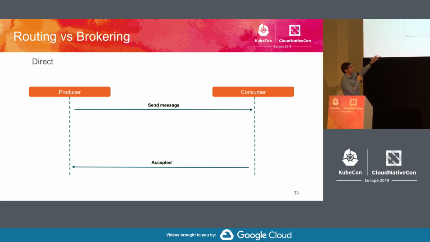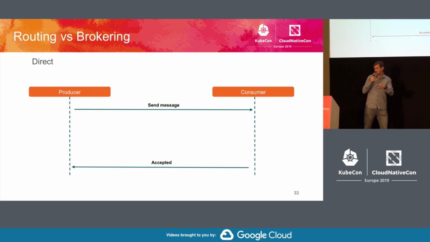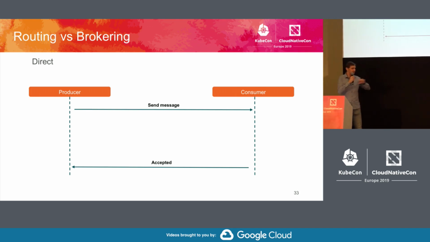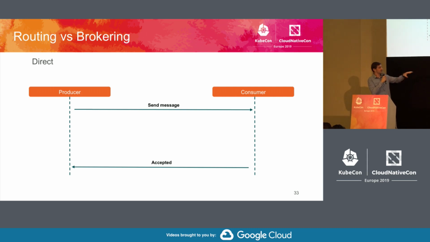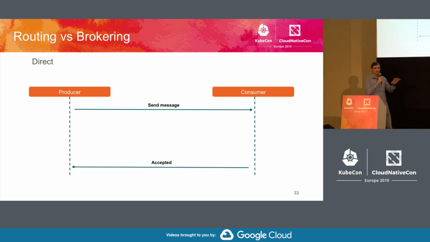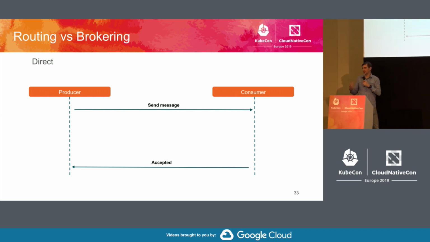So just to give you a quick idea of these different kinds of communication patterns, this is what we usually call direct messaging, right? So we have 2 endpoints. One is the producer of the message, one is the consumer of the message. The producer sends the message directly to the client. The client accepts the message, and that delivery is done, right? So think about it like HTTP, where you have a request and a direct response. That's like a direct communication, right?